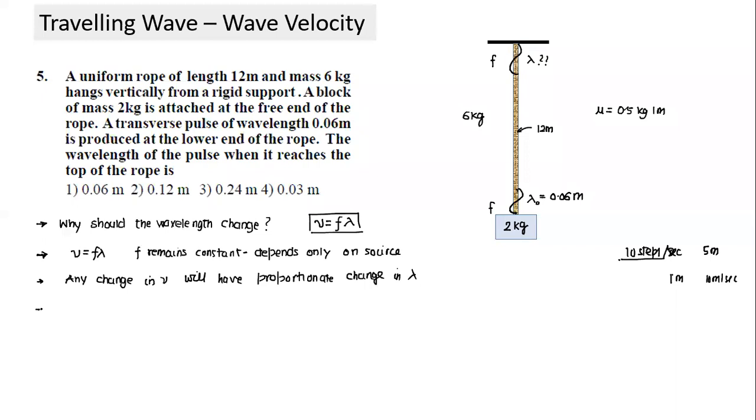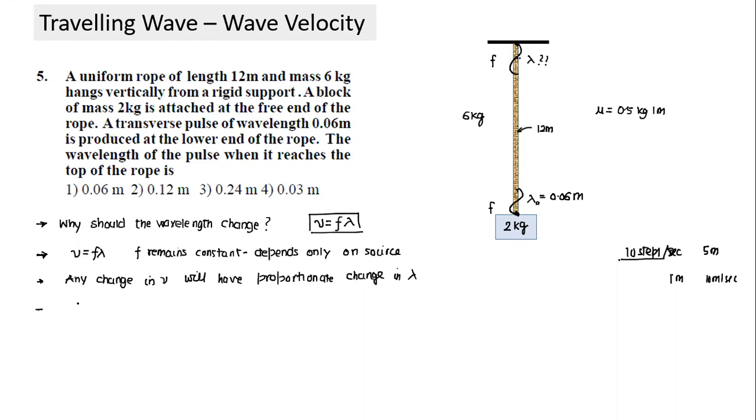What is happening here is that at this point the tension is different from the tension at this other point. That's how we could start thinking. Tension at the bottom and tension at the top are different. If tension is different, wave velocity here and here is different. If wave velocity is different, the wavelength is also different. So can you calculate the tension at the bottom and the tension at the top? Then the same ratio will prevail in this equation.